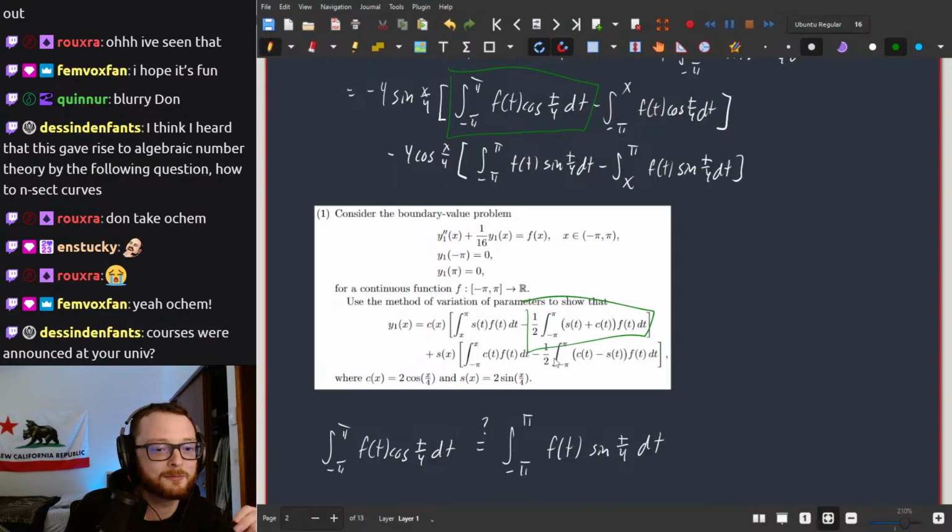Oh yeah, Dessen. I was just talking about which courses I signed up for. It's going to be methods for PDEs, cancer modeling, and calculus of variations.